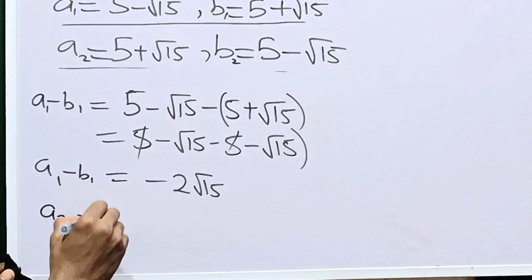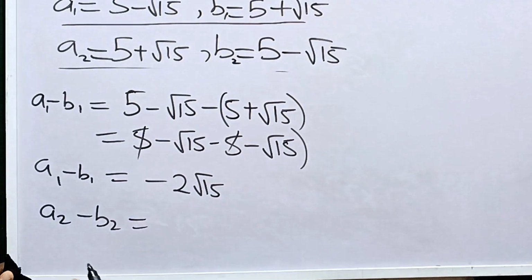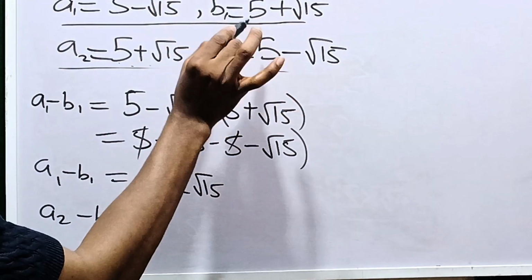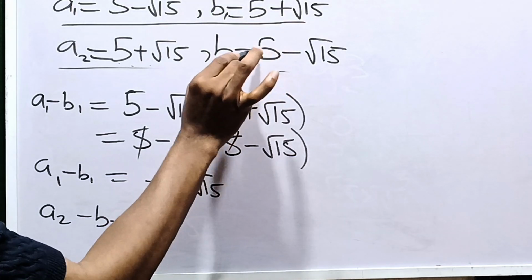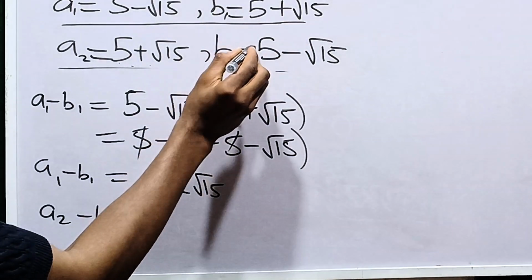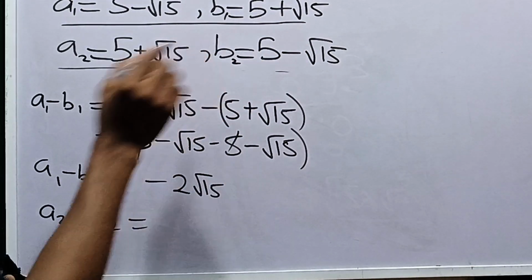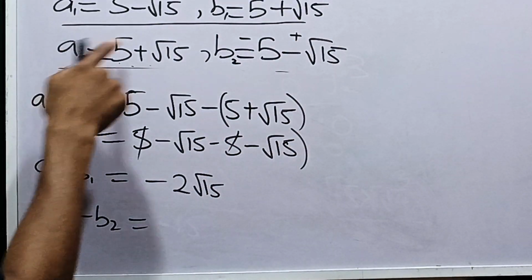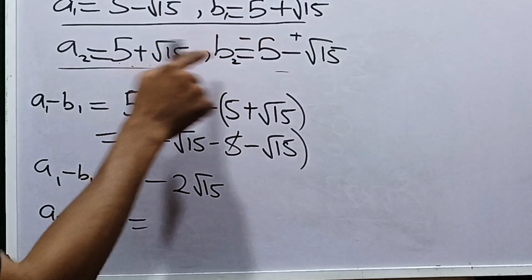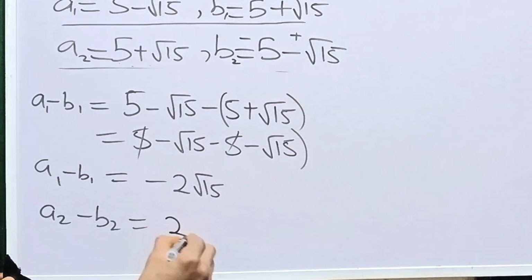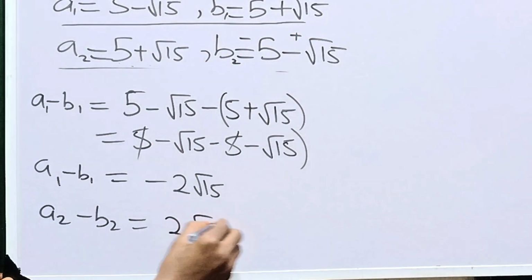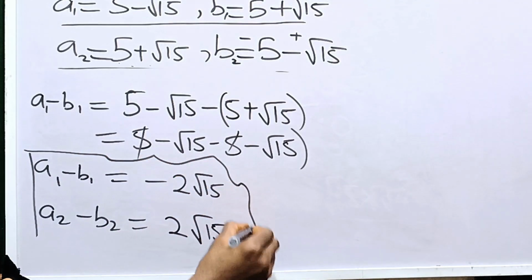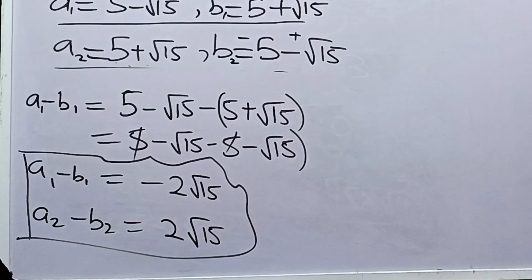For a2 minus b2, I'll do this one faster. We have 5 plus root of 15 minus 5 minus root of 15. Minus times 5 is minus 5. Minus times this is plus, so we have minus here and plus here. 5 minus 5 is 0. Root of 15 plus root of 15 is 2 times root of 15. So these now become the answer to the question we asked.